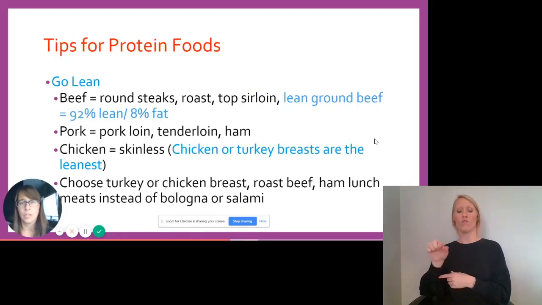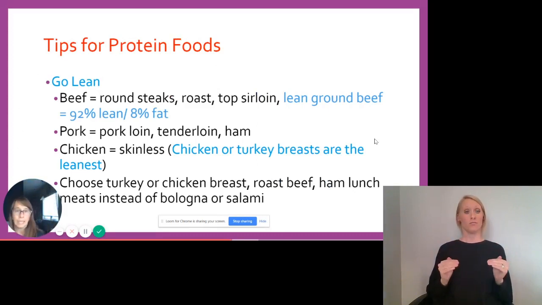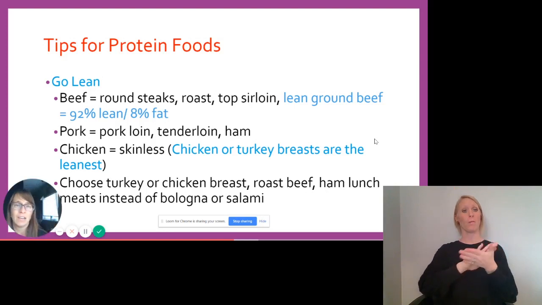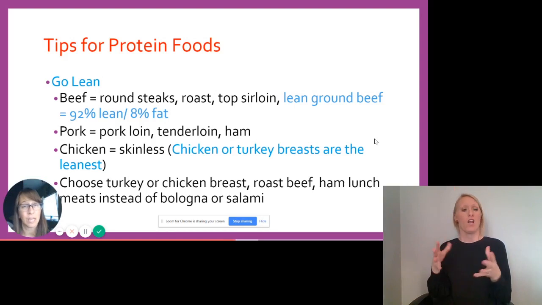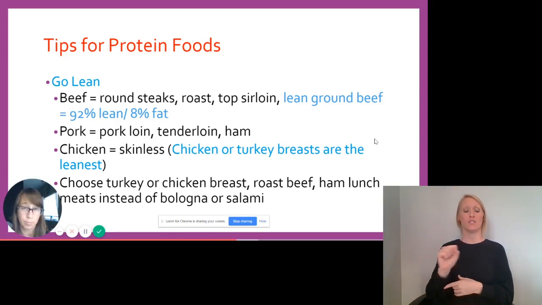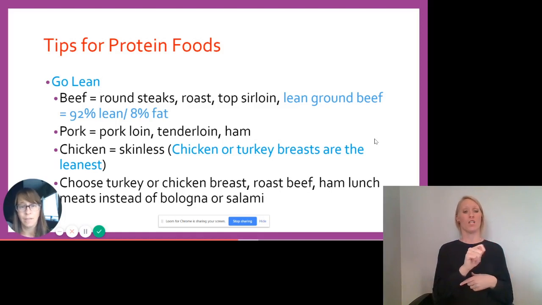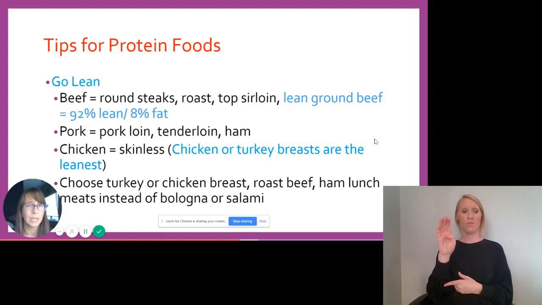All right. So tips for protein foods. You want to go lean, right? What lean means is that it doesn't contain a lot of saturated fats. What we learned talking about dairy is how saturated fats, or fats that come from animal products, are harder on our body. So if you're getting things like beef that are steaks or roasts or top sirloin, those tend to have more fat than some of the lean ground beefs.